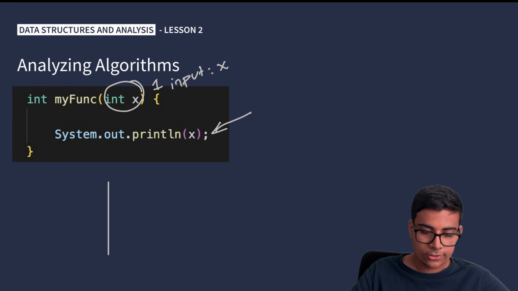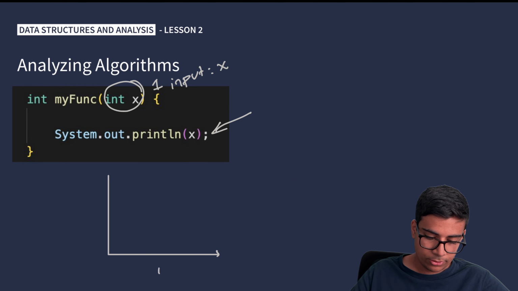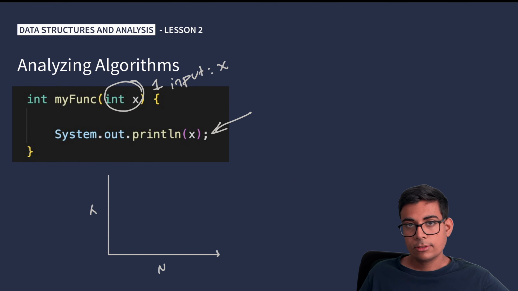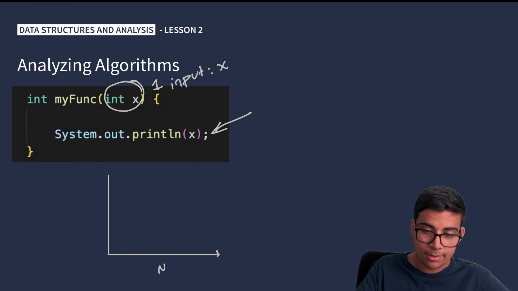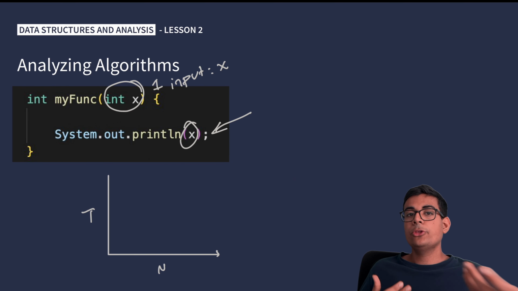Again, think about this graph, between our number of inputs and the time it takes. Well, in this case, we have a single input, and we're essentially printing out a value. Printing out a value is simply going to run the same amount of time no matter how many things I put in here, whatever value I put, right?